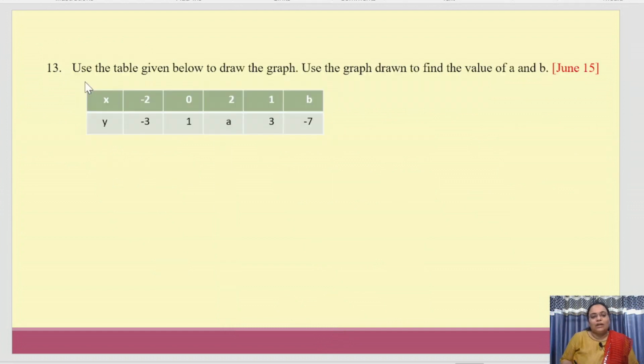Okay. So let us see the next question. Use the table given below to draw the graph. Use the graph drawn to find the values of A and B. So they have given us the table. We need to draw the graph and find the values of A and B.